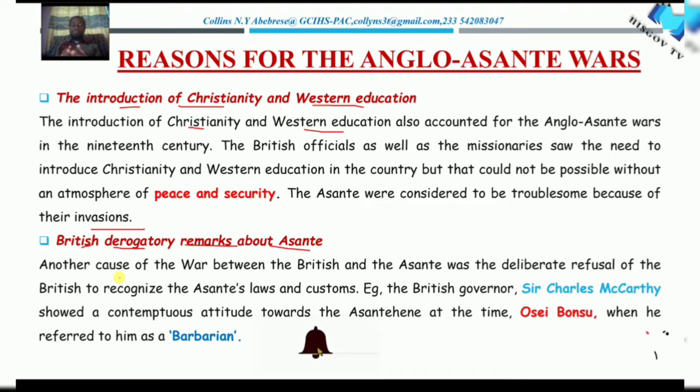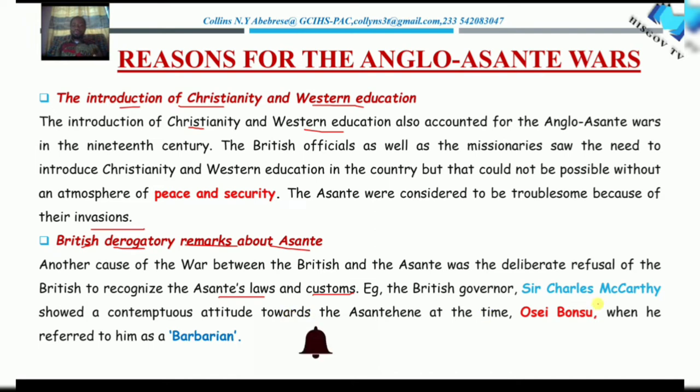So, some of the British governors, let me tell you this. Any British governor that was appointed and came to the coast would have to notify the Ashanti that you have come. This is you. You have to introduce yourself to the Ashanti. Yes. That is how politics was done in those days. Now, some of the British officials deliberately refused to accept Ashanti laws and customs. Ashanti have laws and customs. And some of these laws and customs are that you do not speak ill about the king or the kingdom.